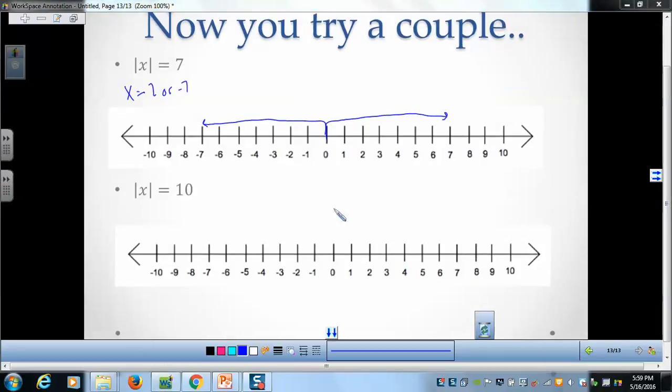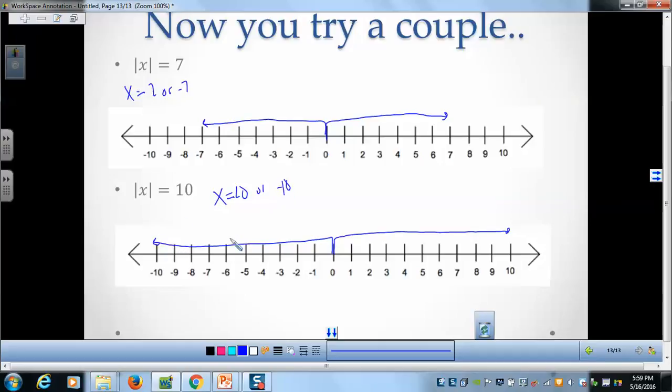Now here it's saying what number has a distance of 10 from 0. And once again, if we go to the right 10, we get to positive 10. And if I go to the left 10, I get to negative 10. So x would equal 10 or negative 10.